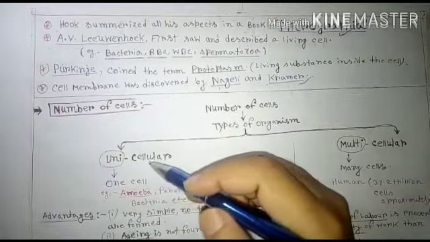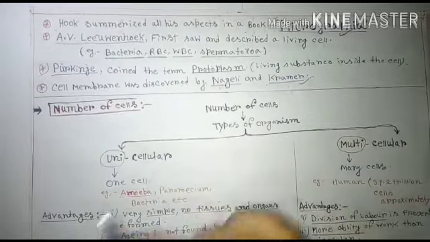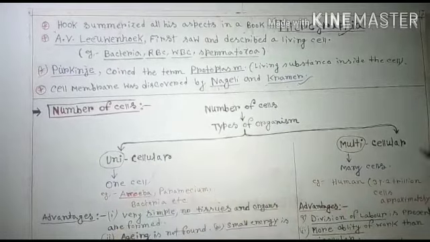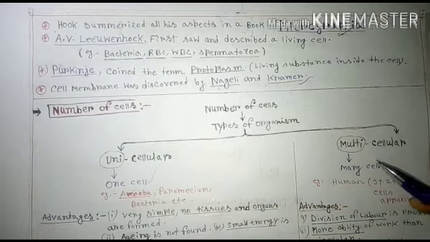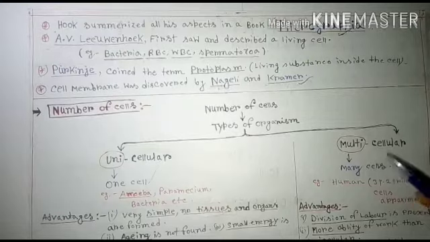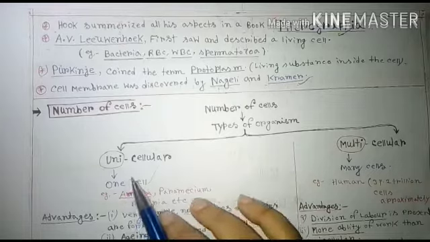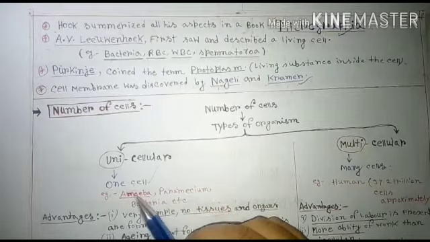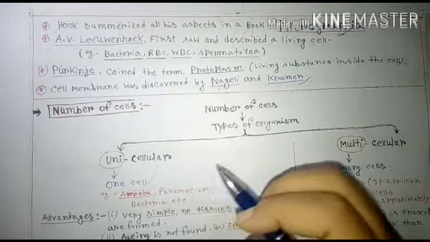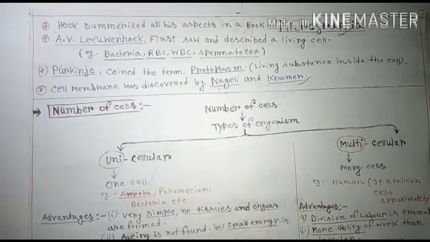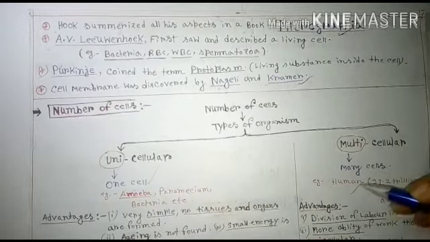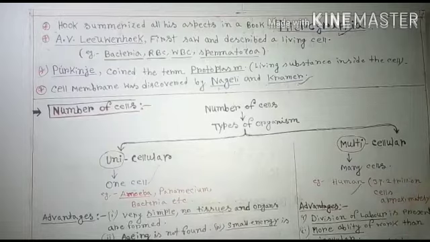So if an organism is composed of only one cell, it is called a unicellular organism, and if an organism is composed of many cells, it is called a multicellular organism. Some examples of unicellular organisms are amoeba, paramecium, bacteria, etc., and a multicellular organism is like human. In an adult human, approximately 37.2 trillion cells are present.